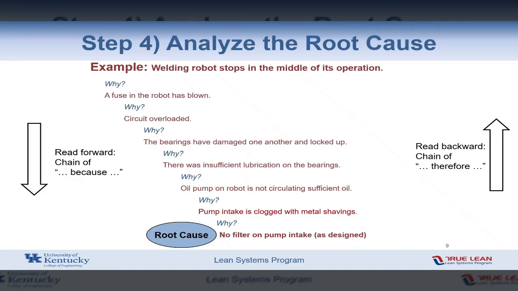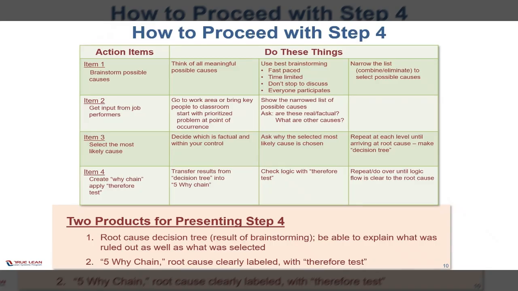Fine. This diagram summarizes our discussion on step 4. We start with brainstorming, go and see, get input from those close to the process, and select the most likely cause, and then we start asking why until we get to the root cause. Note that as we ask why deeper into the problem, we may need to brainstorm for a cause again and go and see. Thus, there's a loop of these steps until we get to the root cause.